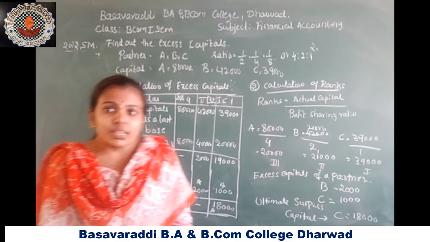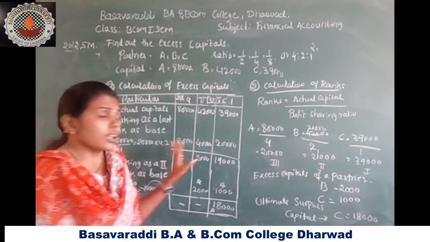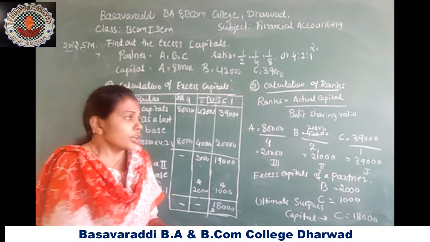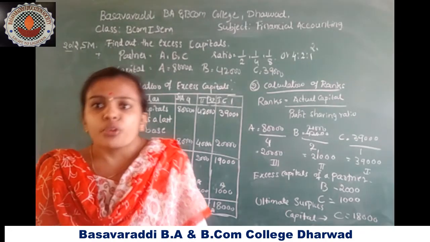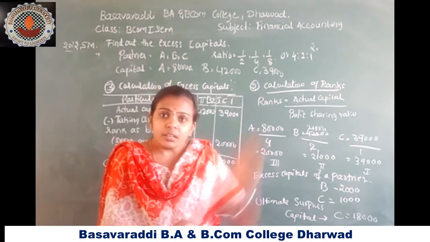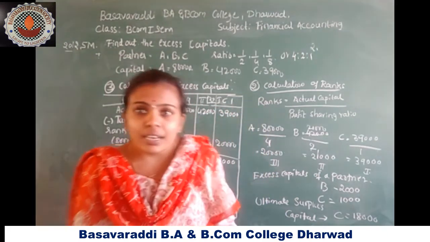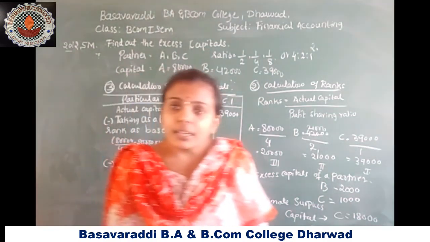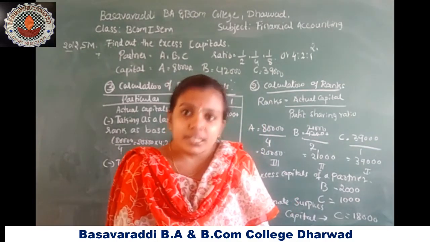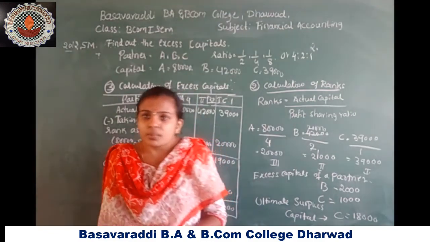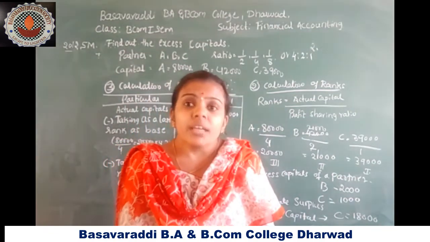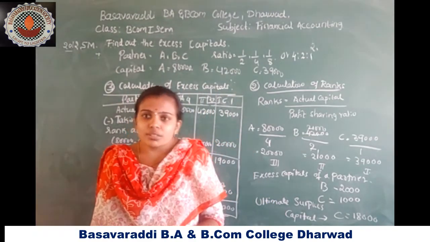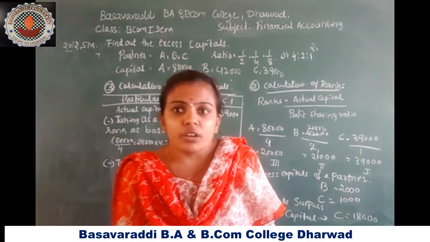I hope you understood the problems regarding the calculation of actual capitals, ultimate surplus capital and ranks. First, for actual capitals in our calculation, we have to consider the information given in the problem, like capitals, general reserve and profit and loss account. General reserve is given, and profit and loss account on the liabilities side we add, and on the assets side we subtract. Actual capital is equal to capital plus general reserve plus profit and loss account (liabilities side) less profit and loss account (assets side).